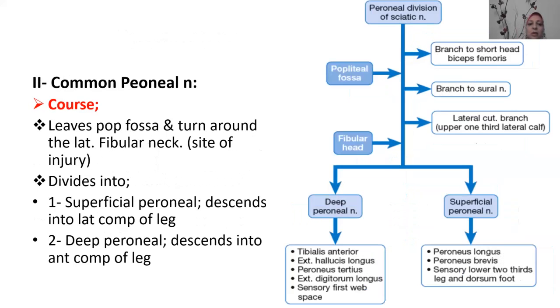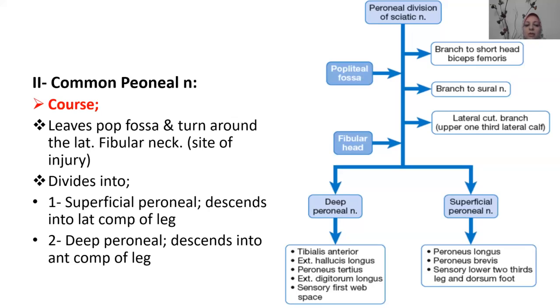The second part is the common peroneal nerve. It gives only the short head of biceps above the neck of the fibula, and then it leaves the popliteal fossa, where it gives a small branch to the sural nerve. Then it turns around the lateral fibular neck, where it is susceptible to compression or injury at this site.